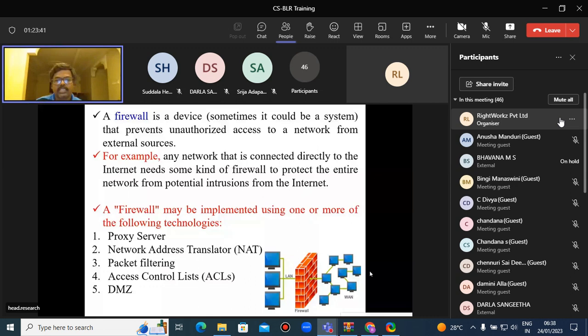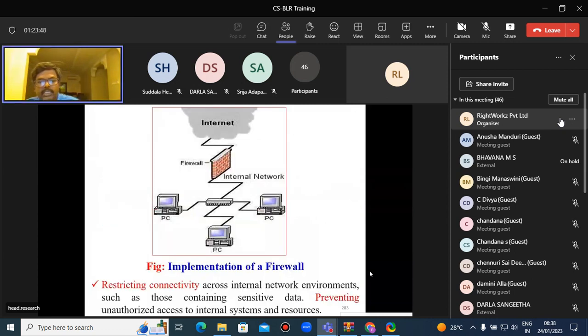These are the various firewall technologies. Now, implementation of firewall. Suppose you have a local area network (LAN) and an internet connection. The internet is a network of networks.